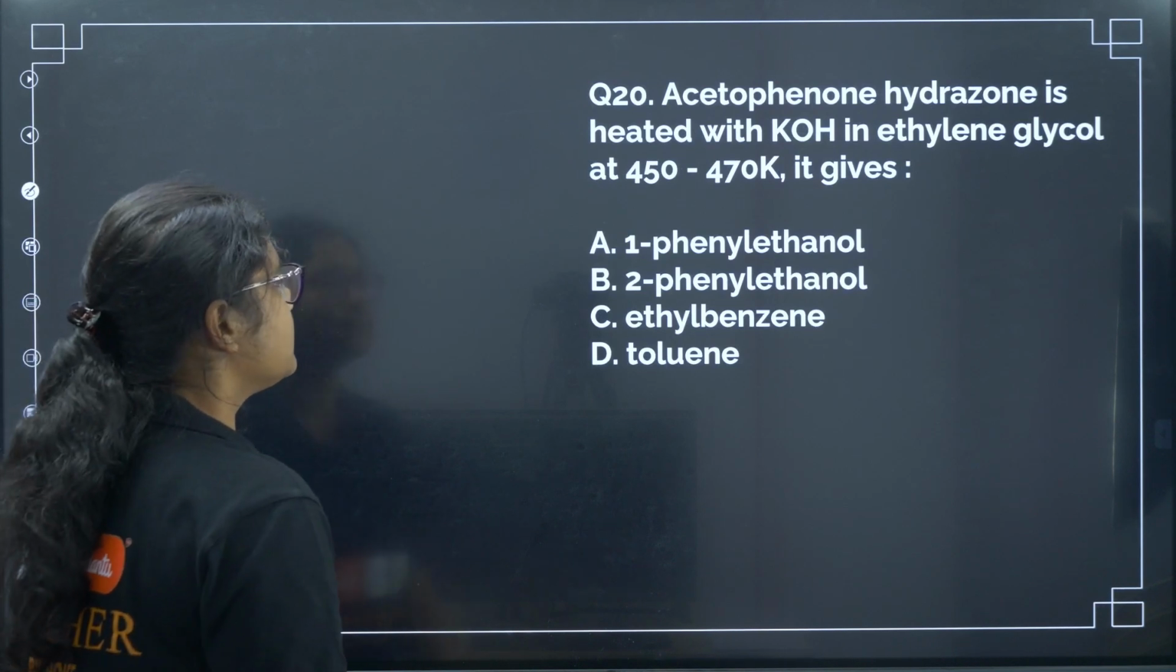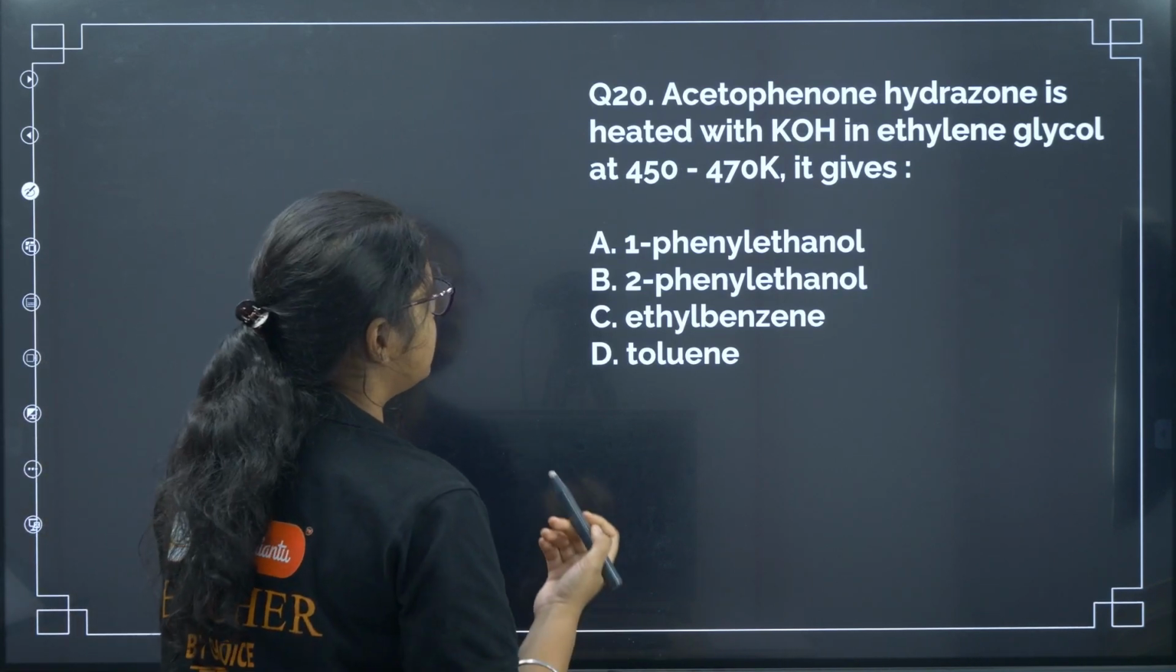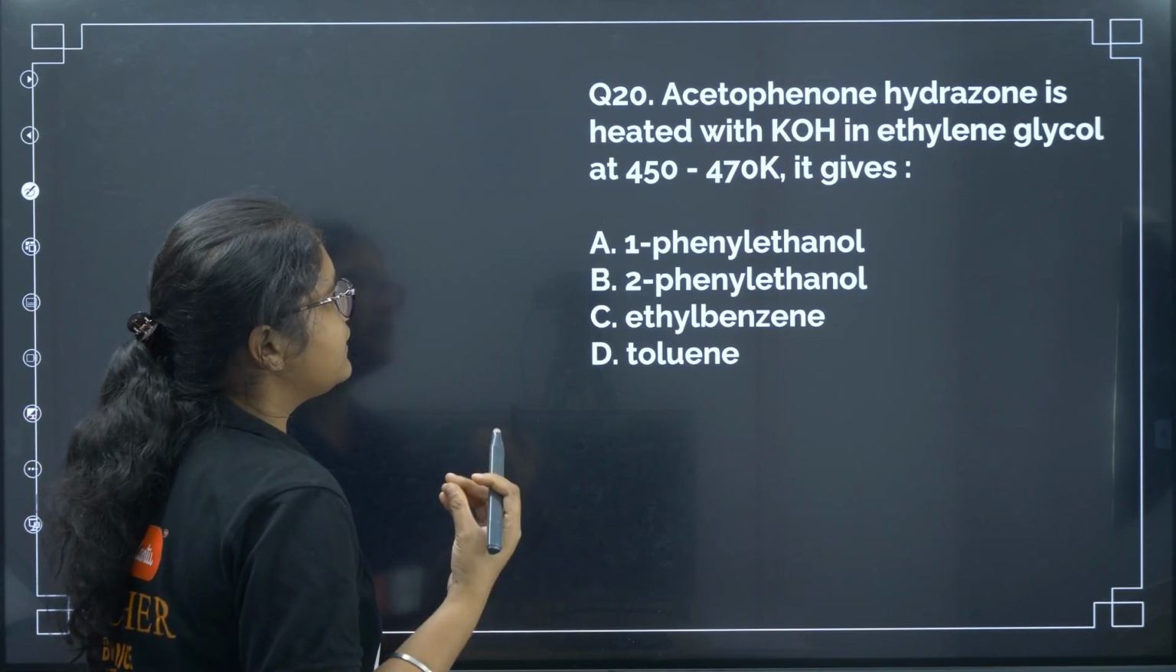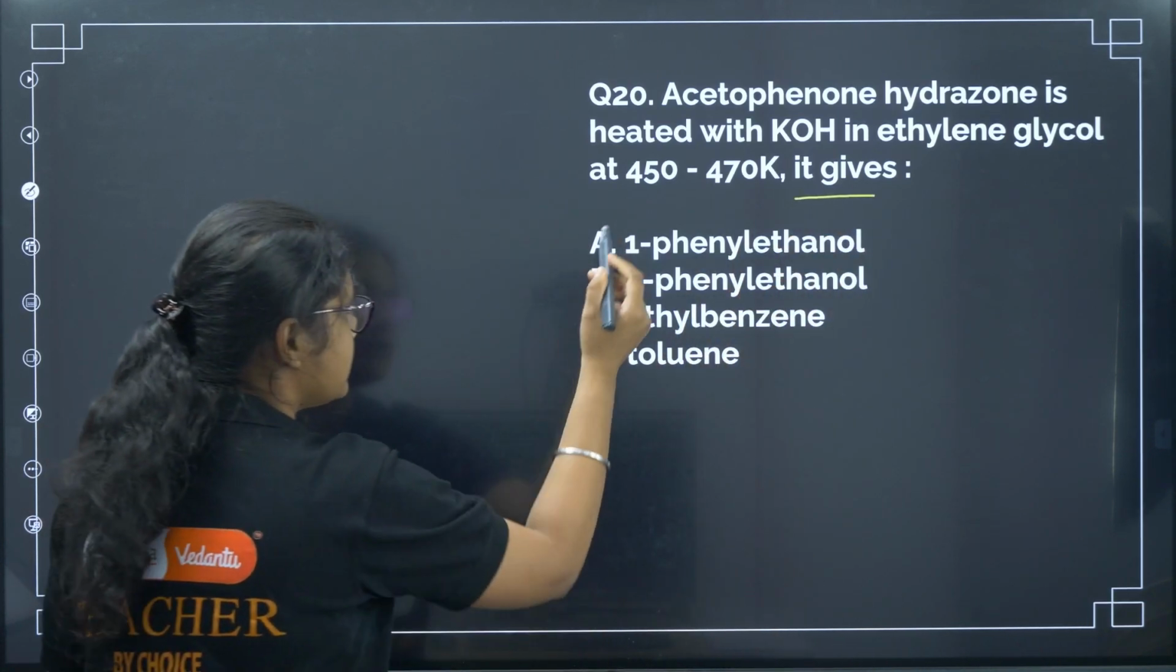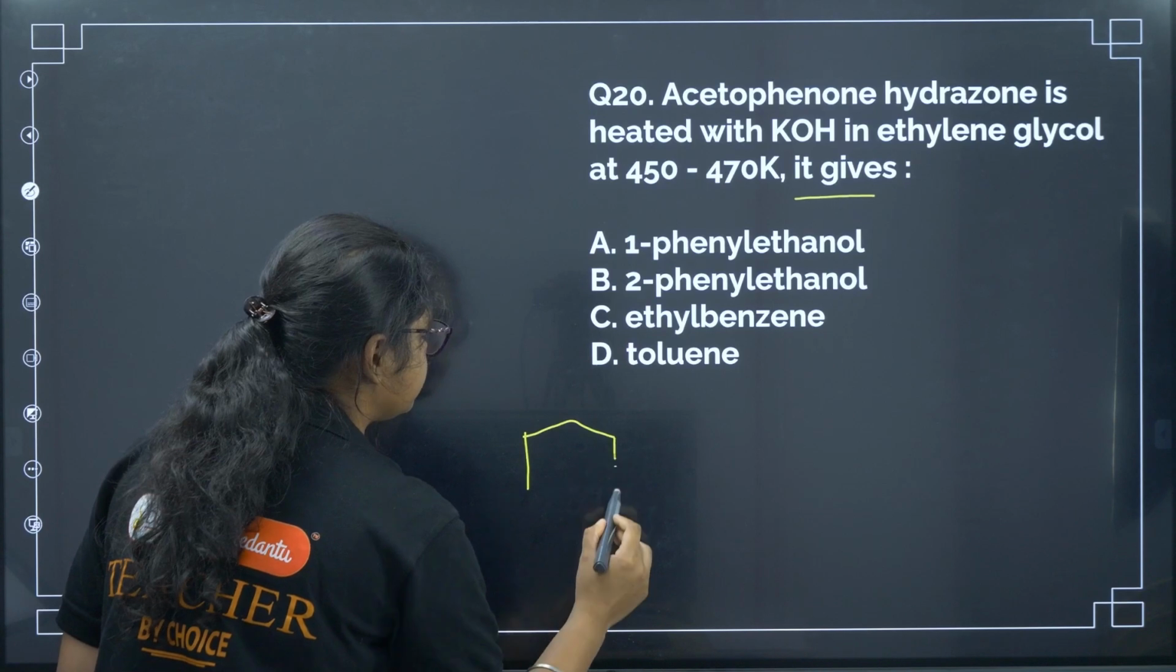Okay, next. Question number 20. Acetophenone hydrazone is heated with KOH in ethylene glycol at 450 to 470 Kelvin. What does it give? Let us first draw this one. Acetophenone.